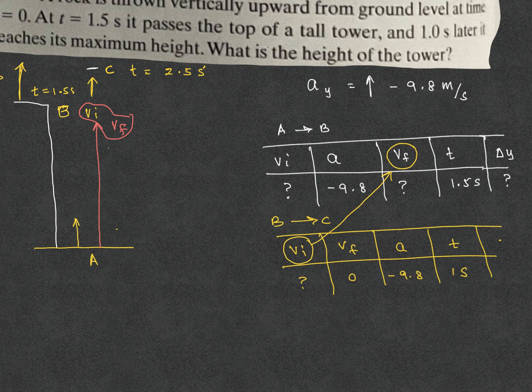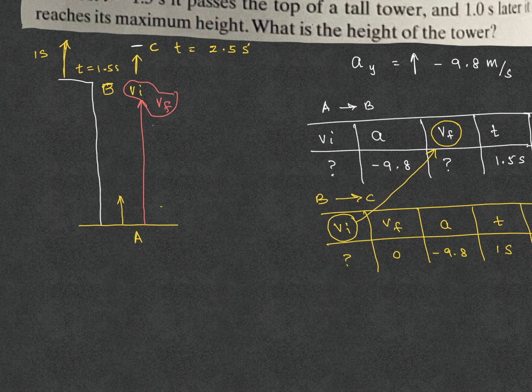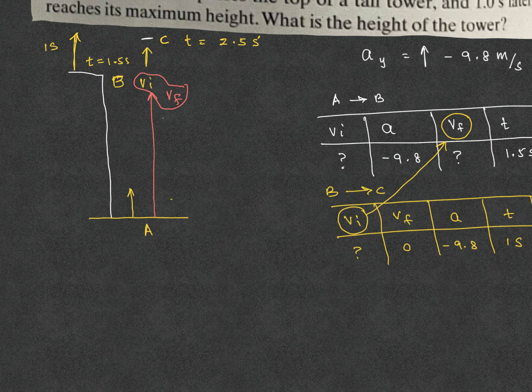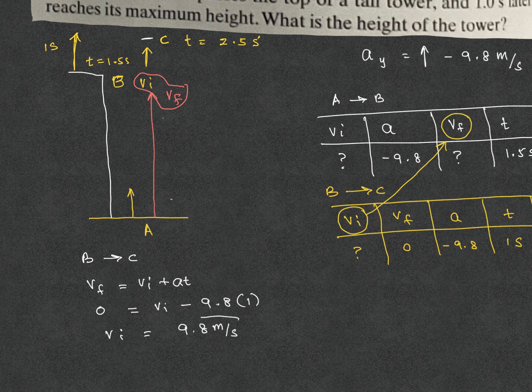Now let me do the math quickly, so I won't exceed 20 minutes for this video. From B to C, V final equals V initial plus aT. V final equals 0, V initial is what we are looking for, a is negative 9.8 and t is 1. So you have V_i equals 9.8 meters per second. And this is our initial velocity for going from B to C.